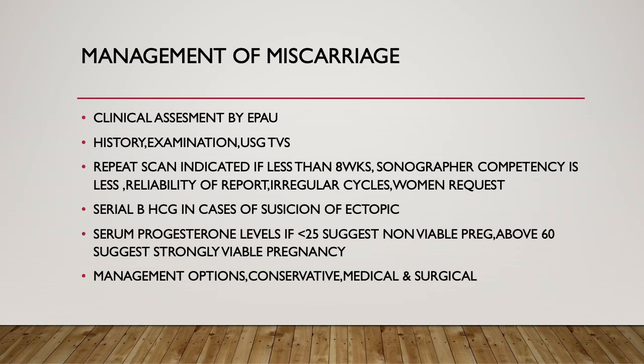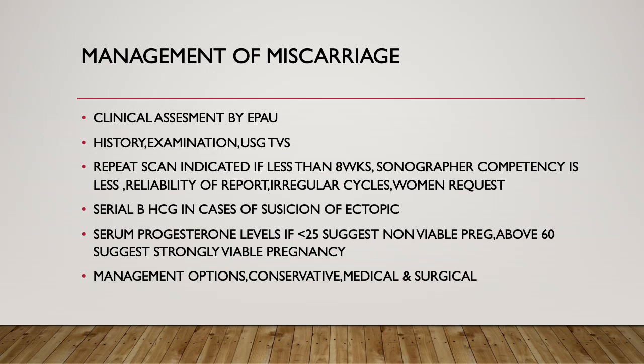Serial beta HCG facility should be available for suspicion of ectopic. And in the Irish guideline there is an important role of progesterone also. They mention that if the progesterone is less than 25, it is a high suspicion of non-viable pregnancy, and if it is above 60, it suggests a strongly viable pregnancy. So there is a role of progesterone.